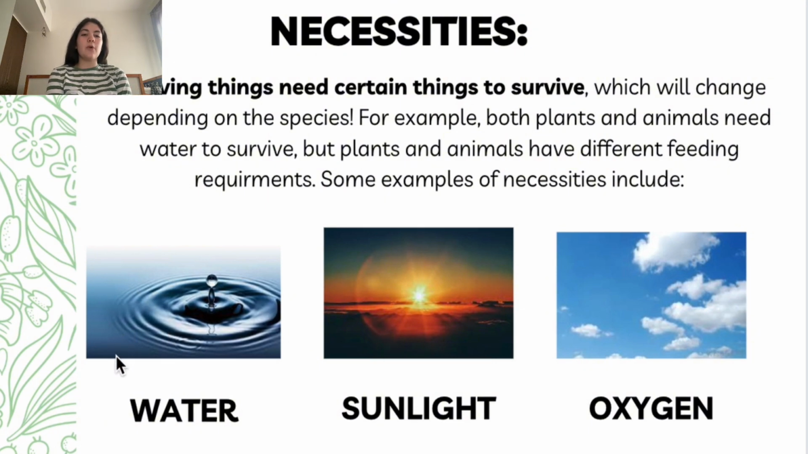For example, both plants and animals need water. Animals drink it, while plants soak it up from the soil. Plants need sunlight to grow, and animals need oxygen to breathe. Without these things, life wouldn't be possible.